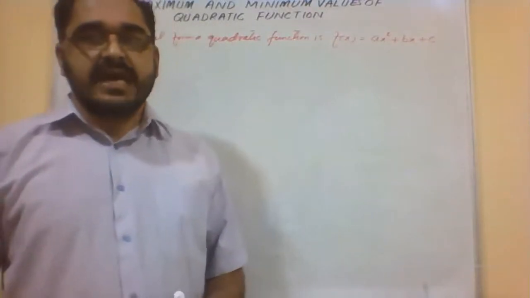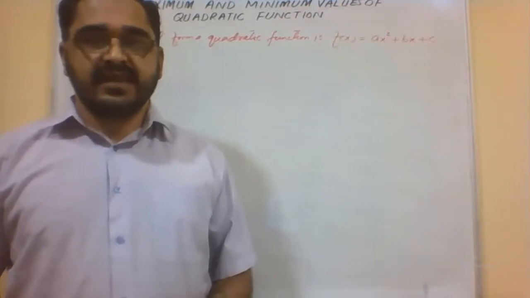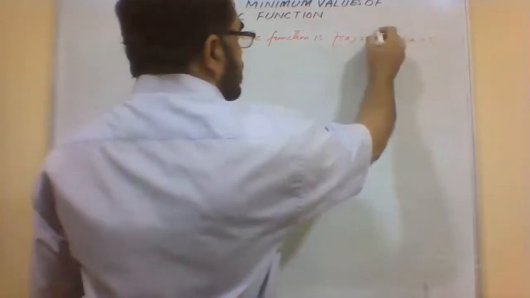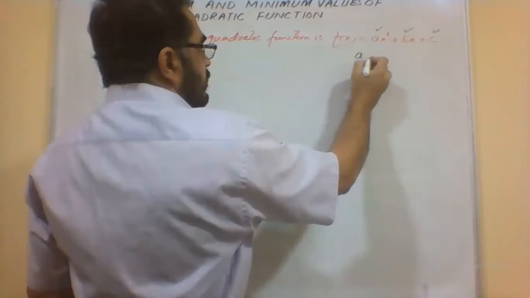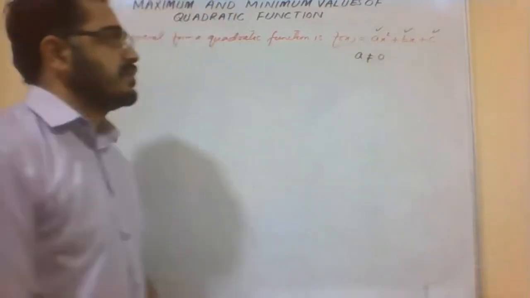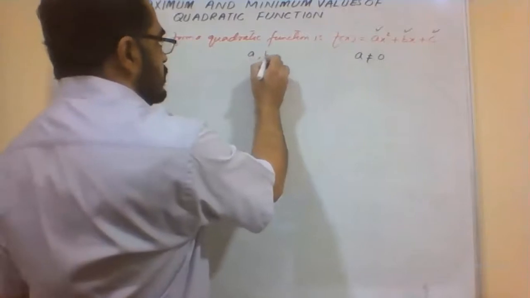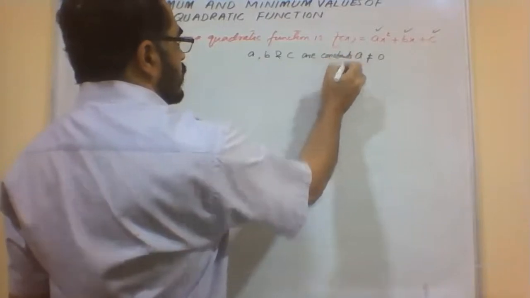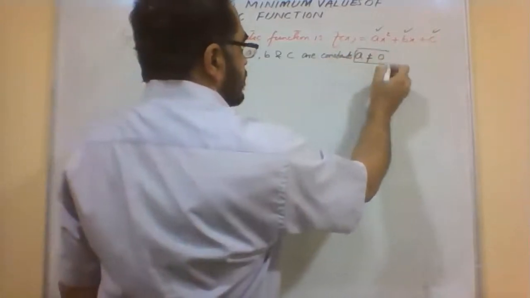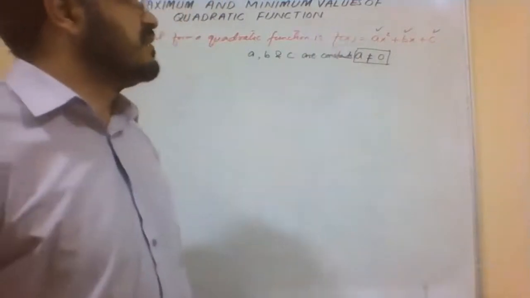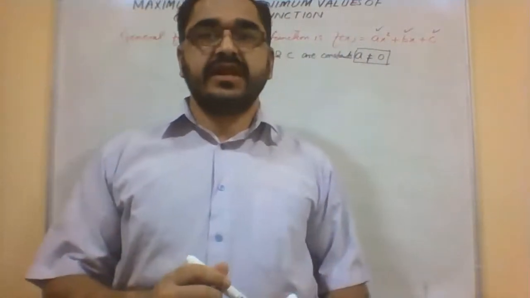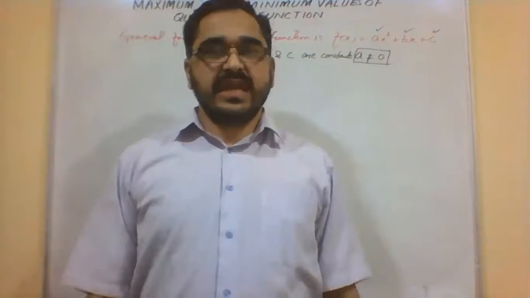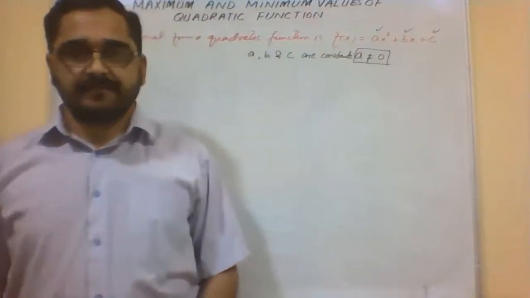f of x equal to ax square plus bx plus c, where a, b and c are constants, but a will not be equal to 0. If a will be 0 here, then this function will not be the quadratic function. Due to that, the coefficient of x square is not 0.